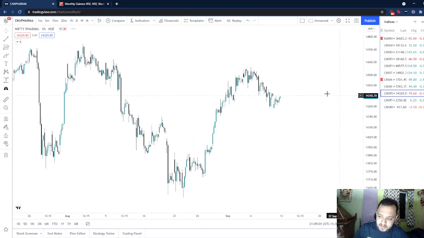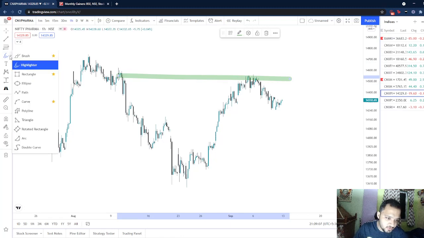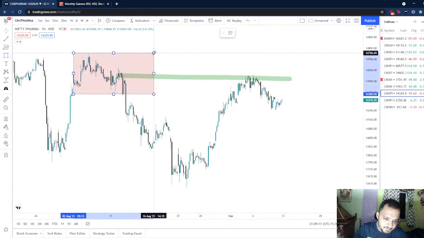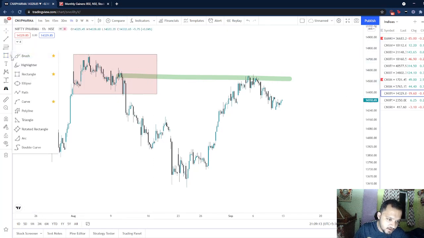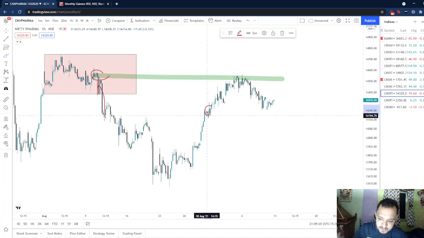Right, metal is done. Nifty Pharma, again, as we discussed, you see what is happening is this supply is posing a lot of resistance. Why? Again, because this is the base in Nifty Pharma, and this is the breakdown supply right here, right? So this is posing a lot of resistance.